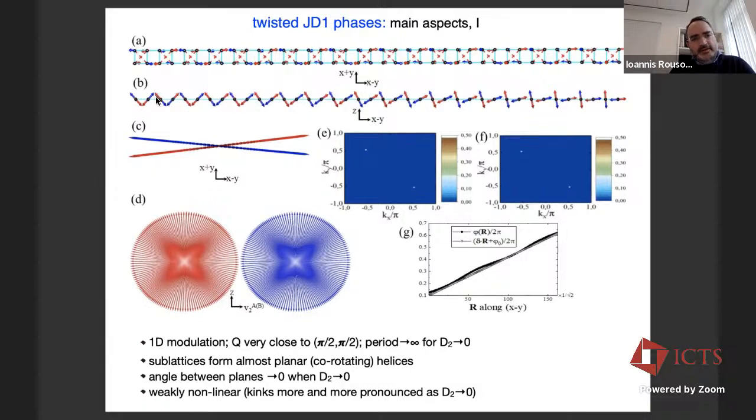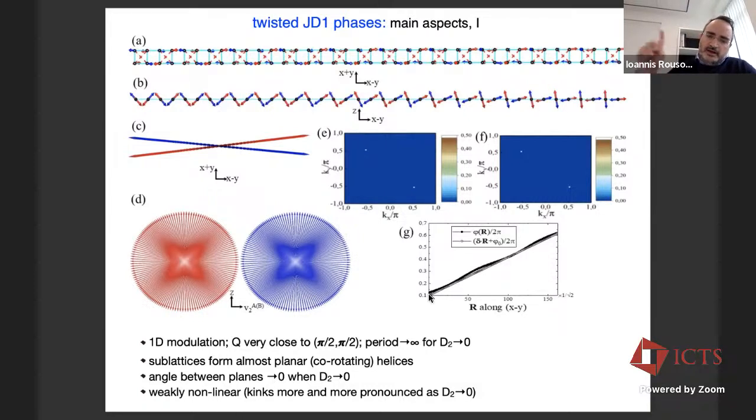If you draw a common origin plot of the two sublattices, you will see that each sublattice has an almost coplanar helix configuration, but then there is an angle between the two spin planes. And the angle between the planes goes to 0 when we approach the parent phase, because the parent phase, as we said, is a fully coplanar state. And if you Fourier transform, the Bragg points are very close to pi half.